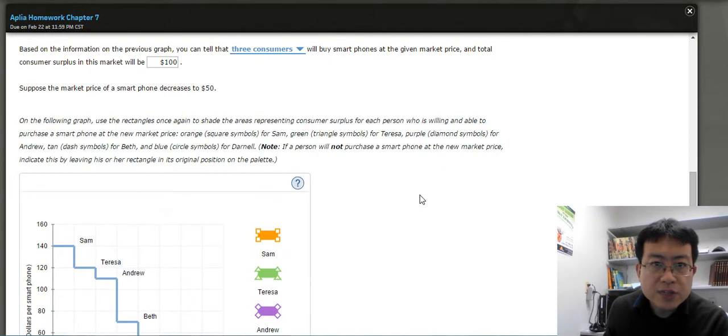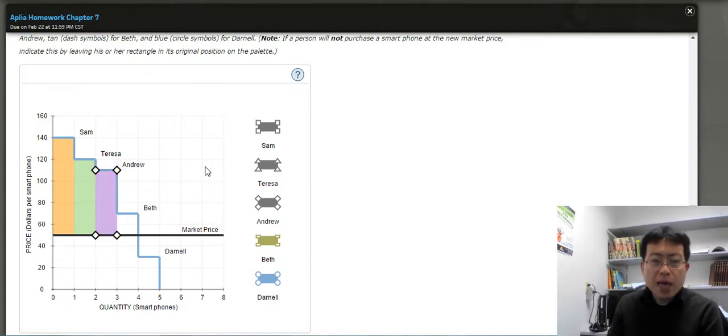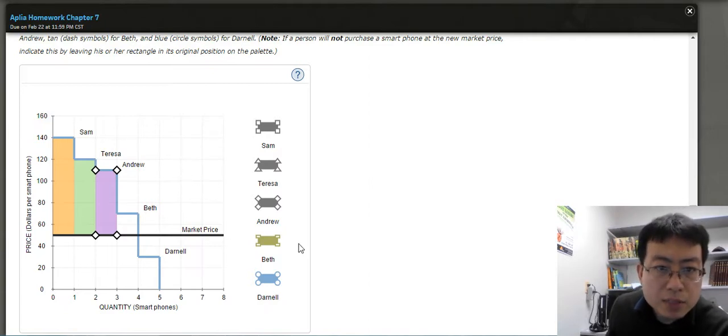Now next, when the price is lowered to $50, let's redraw our consumer surplus. So still go from Sam, but now go all the way down to 50. And then Teresa. Now let's look at this. For Beth, she wouldn't buy the phone at first when the price was $90. But now when the price becomes only $50, it's pretty reasonable for her. So she will buy the phone, and this is her consumer surplus.